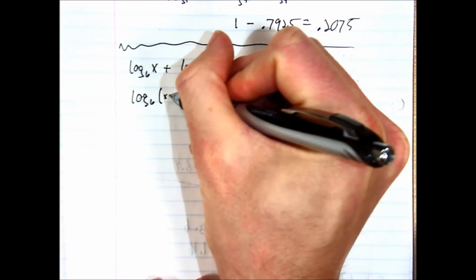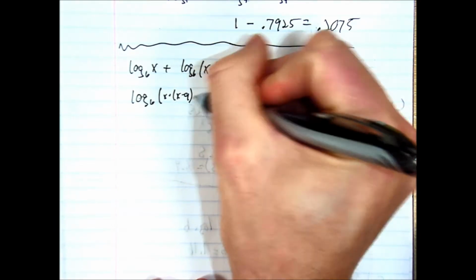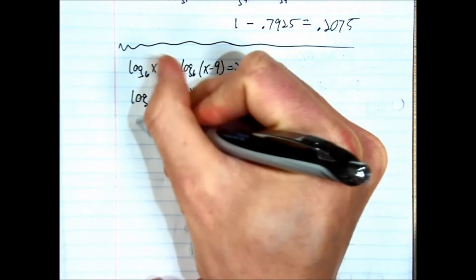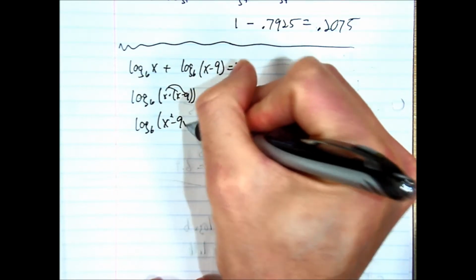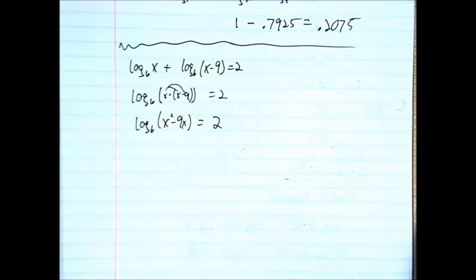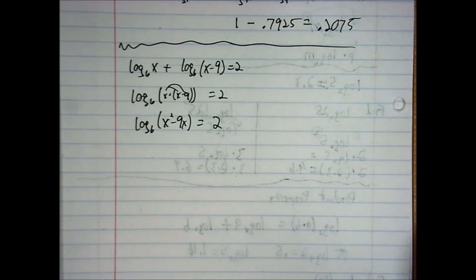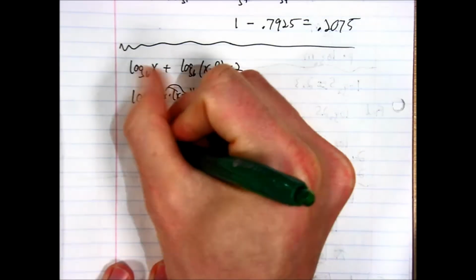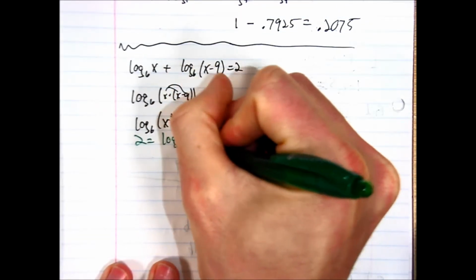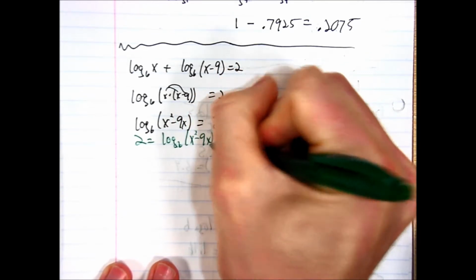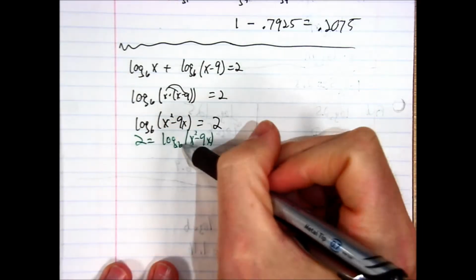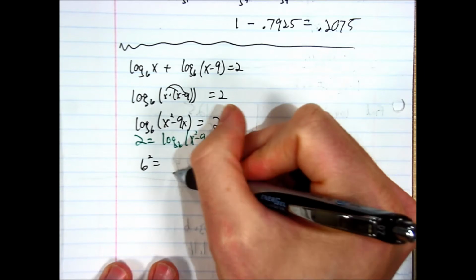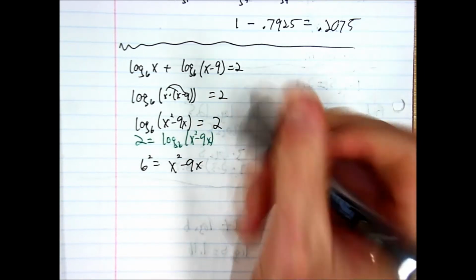So this is going to be x times x minus 9. So that's a log base 6 of, multiply that out, x squared minus 9x. Okay? Think back to when we changed logs into exponential. Okay, we like to twist them around. 2 equals log base 6, x squared minus 9x. Just flip them around, because then to me that makes it easier. 2 is the power of 6, so 6 squared equals x squared minus 9x.